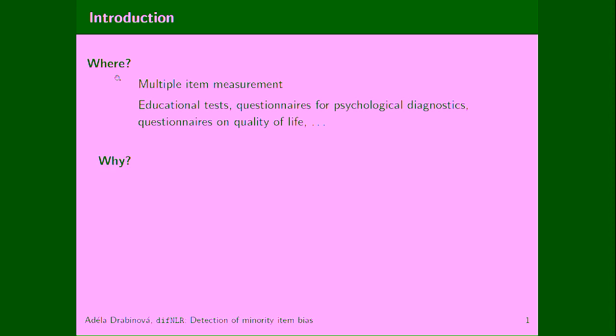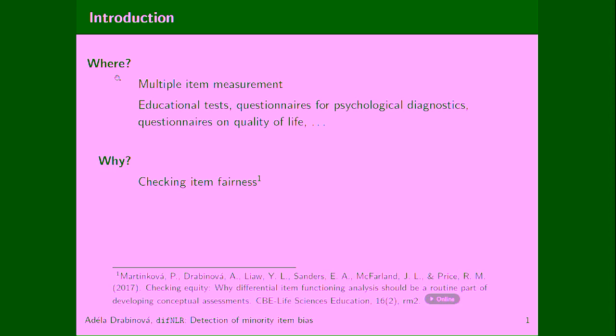Why would you use that? You want to check item fairness. You want to be sure that your tests and items are fair. And you want to check that across some social groups, which can be, for example, gender or language level. You want to compare language learners and native speakers, for example. If you want to know more about this concept, you can read our new article, which is available online.